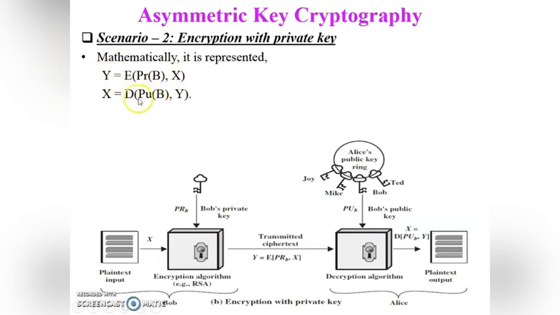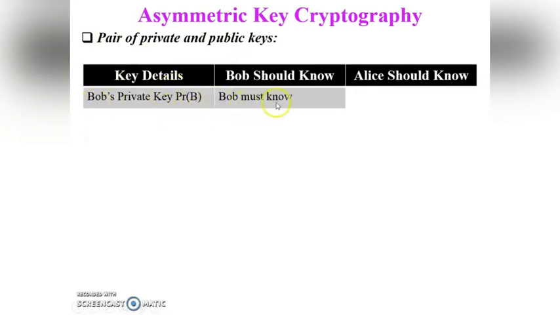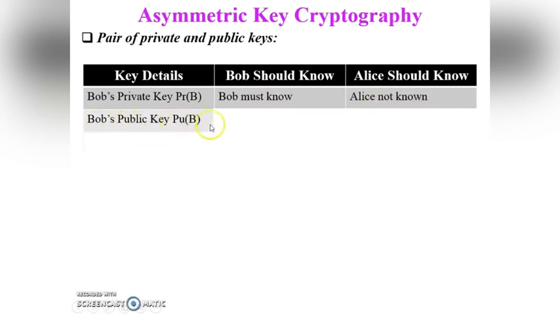So this is the encryption with public key. Mathematically this scenario is represented as public key of A, PU of A, and the other input is the original plain text X, and it is encrypted by the encryption algorithm and it generates Y, the ciphertext. In the decryption process, D is the decryption algorithm. One input is Y, this is the ciphertext transmitted by Bob, and another input is the private key of Alice, so PR of A. So this is the decryption process and it generates the original plain text X.